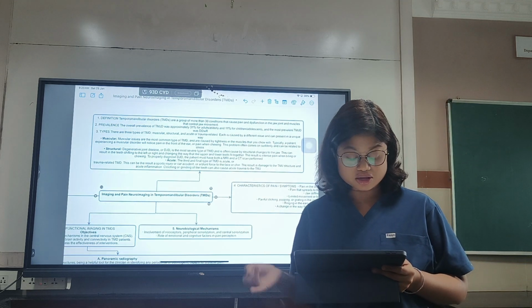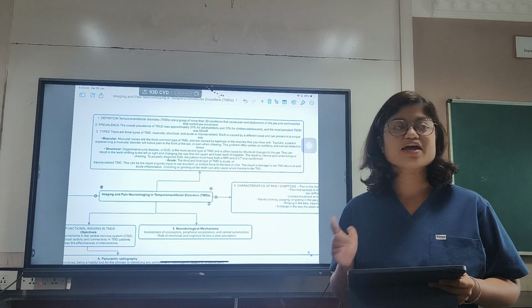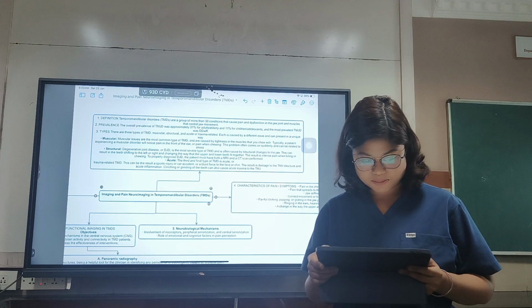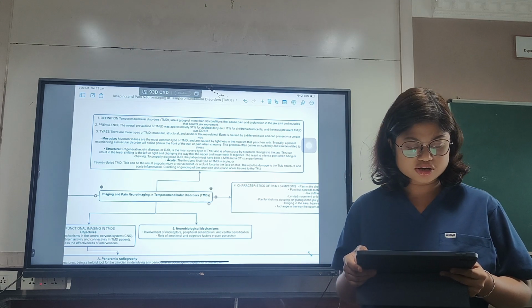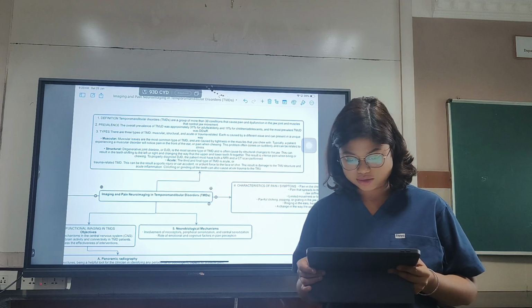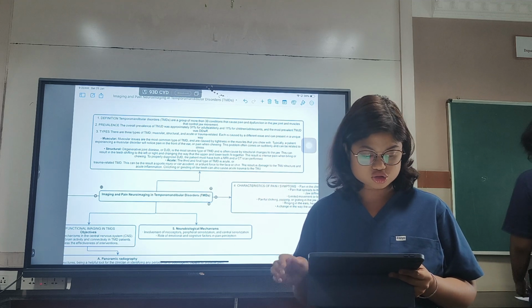Muscular issues are the most common type of TMD and are caused by tightness in the muscles or stiffness when someone masticates. Typically, a patient experiencing a muscular disorder will notice pain in the front of the ear or pain when chewing. This problem often comes on suddenly and can be related to stress also.